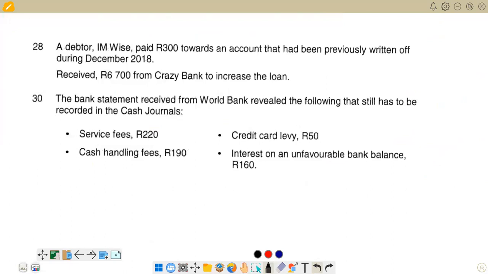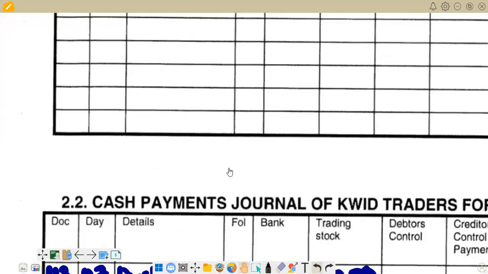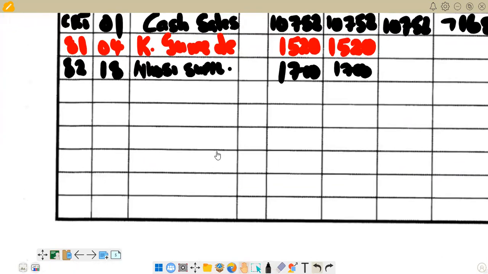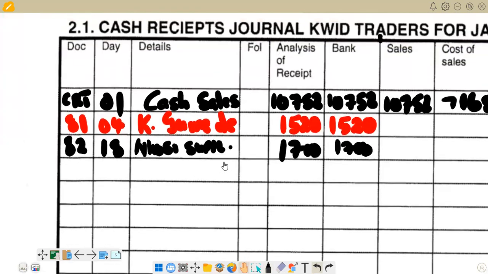So we go back there, and we are looking for the cash receipts journal. On the cash receipts journal, we are here. So we are starting with the document column. I think we can just maybe scroll up so that we have the columns clear. Here we have the CRT, and then the day it's 22.